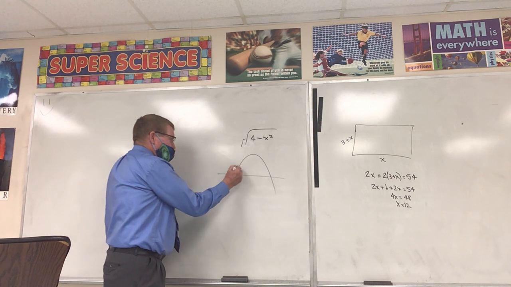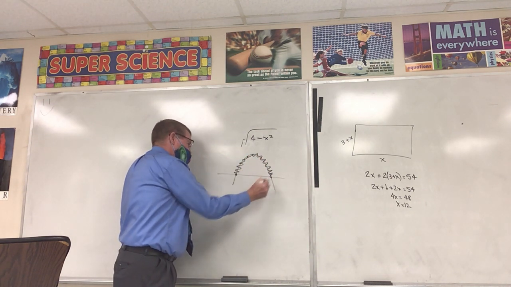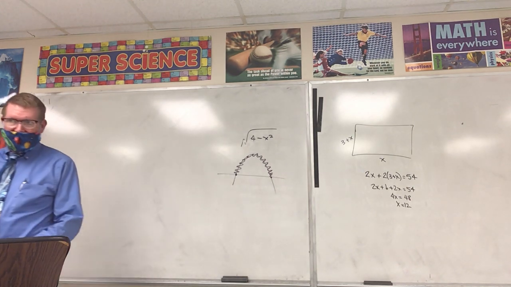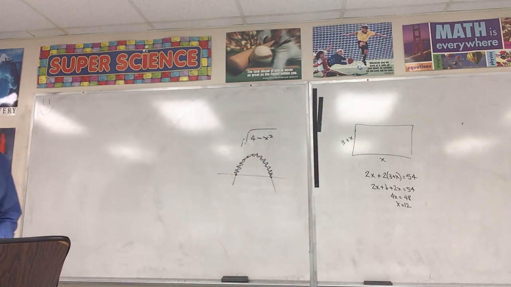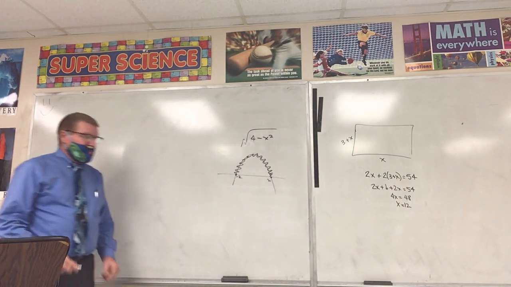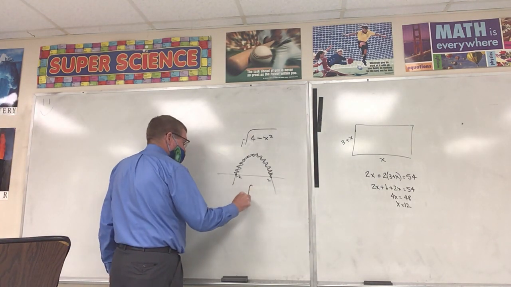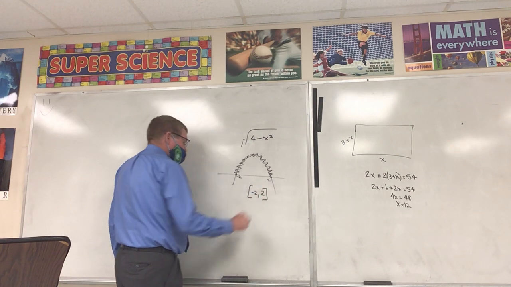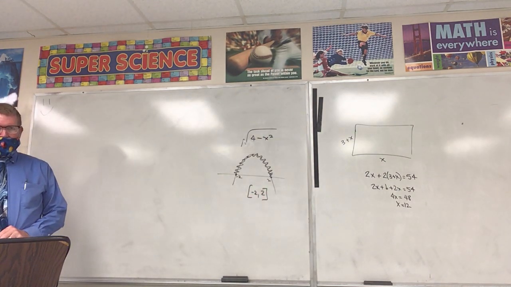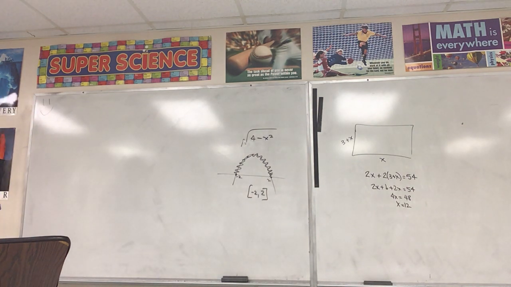I need to know what those points are. 2 and negative 2. Take the square root of it. So therefore, what's my domain? Negative 2 to 2. I think I've been looking at that the whole time wrong. So the part you squiggle is the part that you use. Correct. That's the part that's greater than or equal to 0.